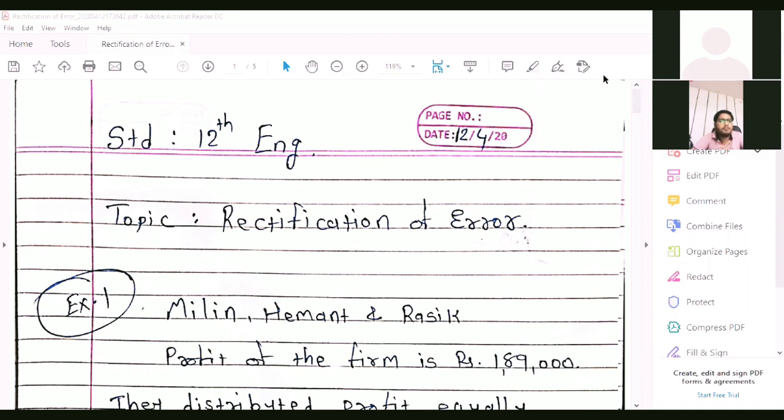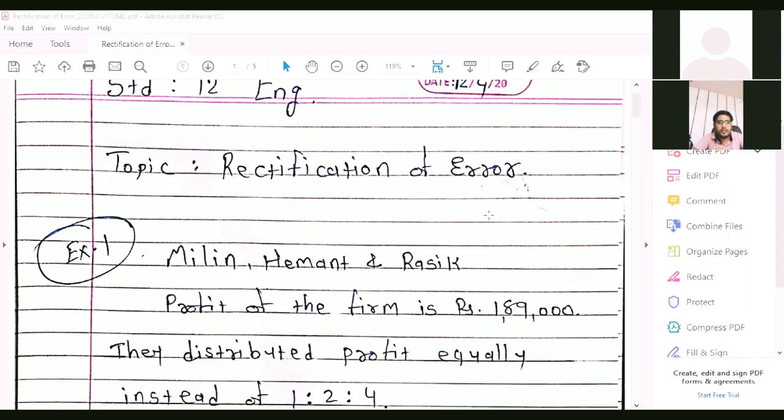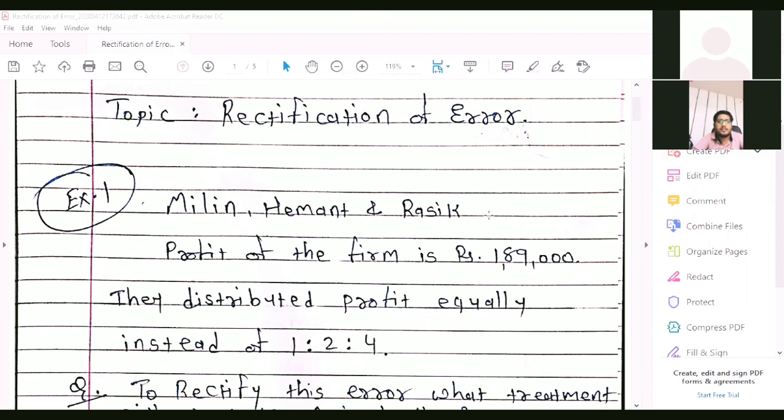Today we will begin with the new topic, which is rectification of error, which you have studied in your 11th, but it is quite different one. And lastly, you have to pass the rectification entry. Let's see the example.